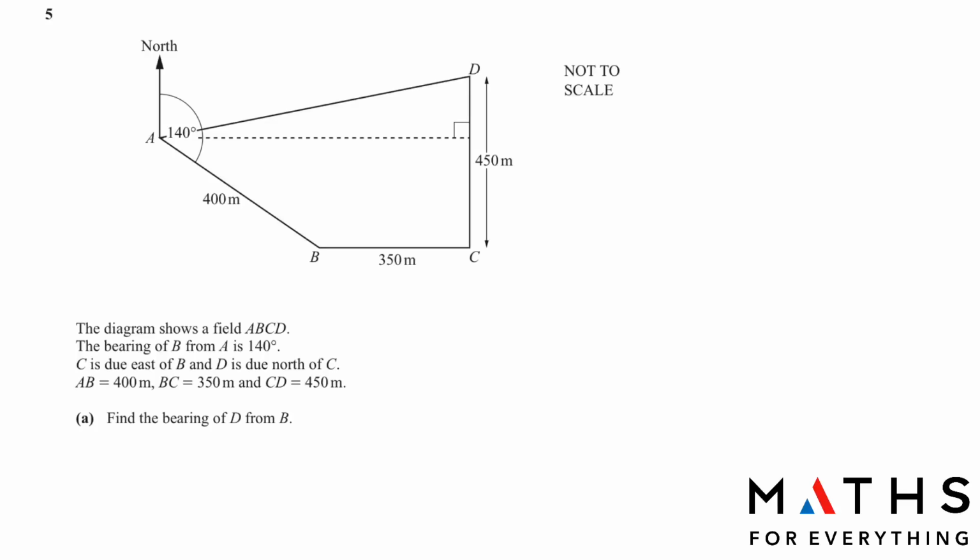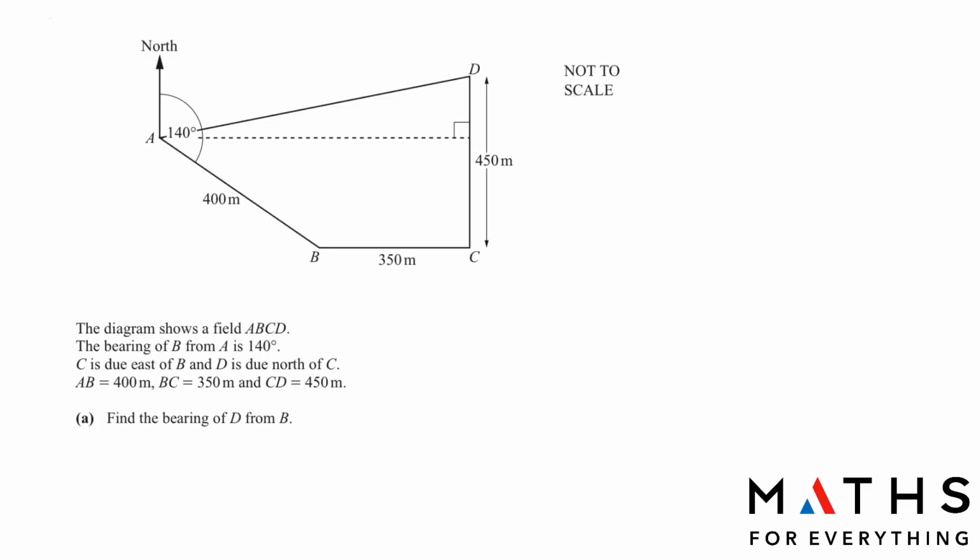Question number 5. The diagram shows a field ABCD. The bearing of B from A is 140. C is due east of B and D is due north of C. It means C and D will be both 90 degrees. We have been given AB, BC, and CD. Now we have to find the bearing of D from B.